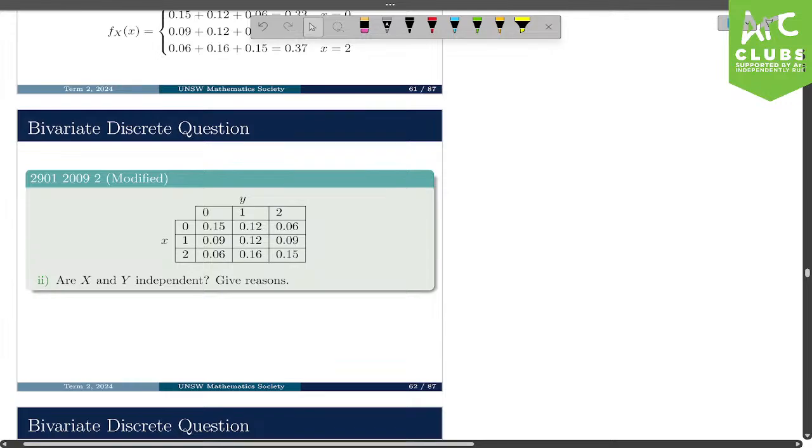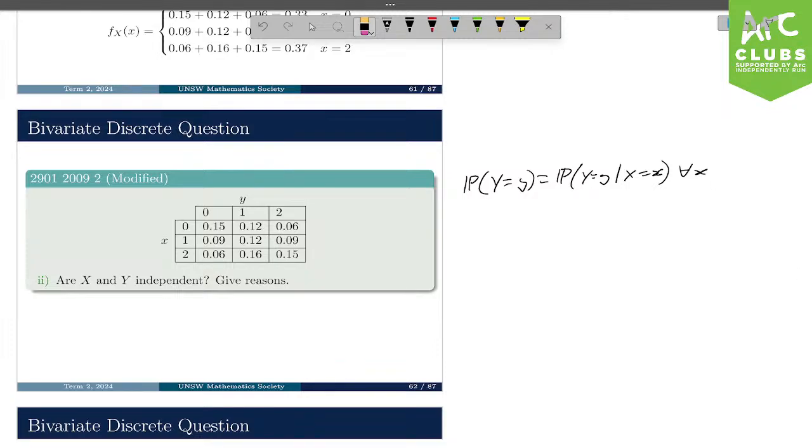Are x and y independent? Remember, for independence, we have that the probability of y equals y is equal to the probability of y equals y given x equals x for all x. Well, x not, I mean, probability not being 0. Anyways, for all x, I don't confuse you. And so, in this case, if x and y are independent, that means that the marginal probability is the exact same as the given probability.